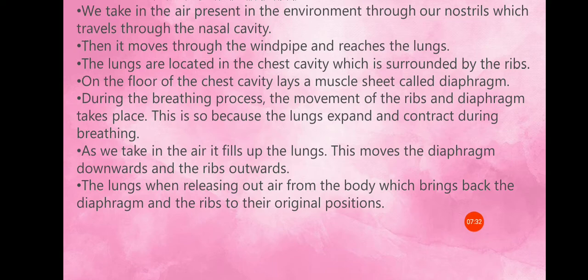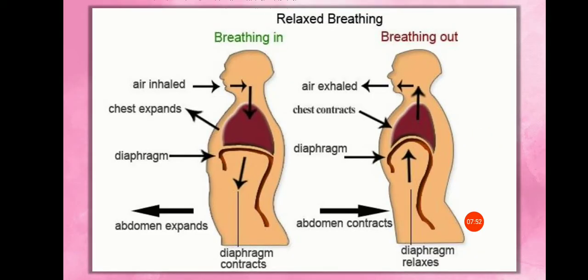As we take in the air, it fills up the lungs. This moves the diaphragm downwards and the ribs outwards. When the lungs release air from the body, the diaphragm and the ribs go back to their original position. Look at the given picture, you come to know about relaxed breathing in as well as breathing out. See how the diaphragm contracts and how it relaxes, right? So this is a continuous process.